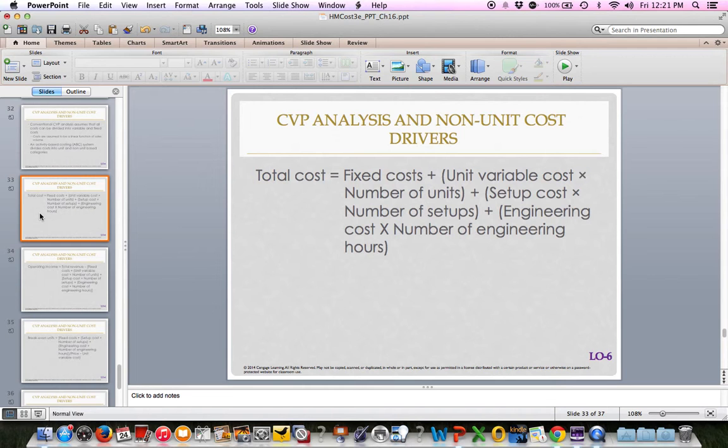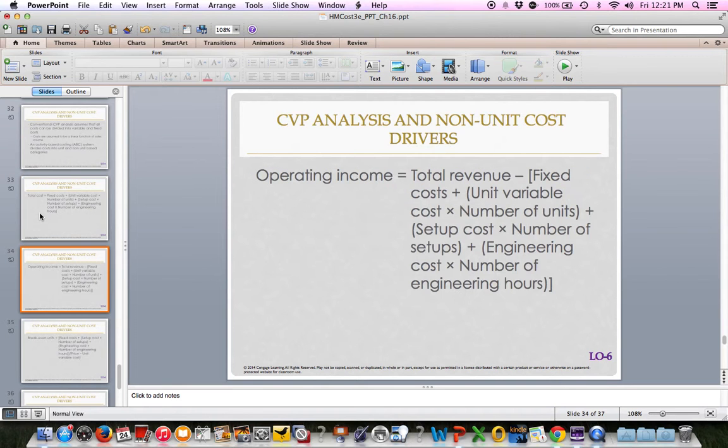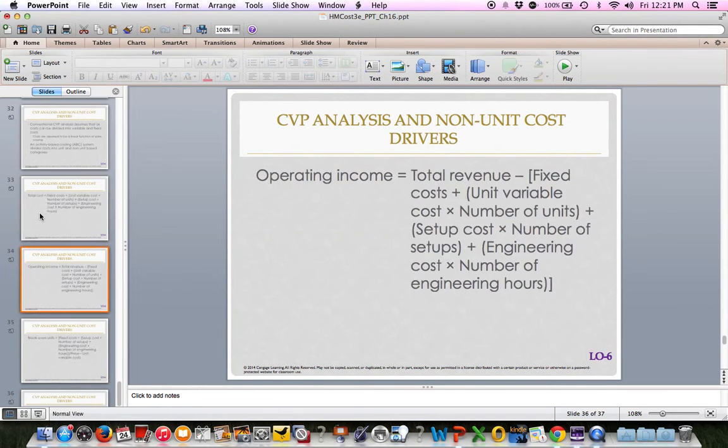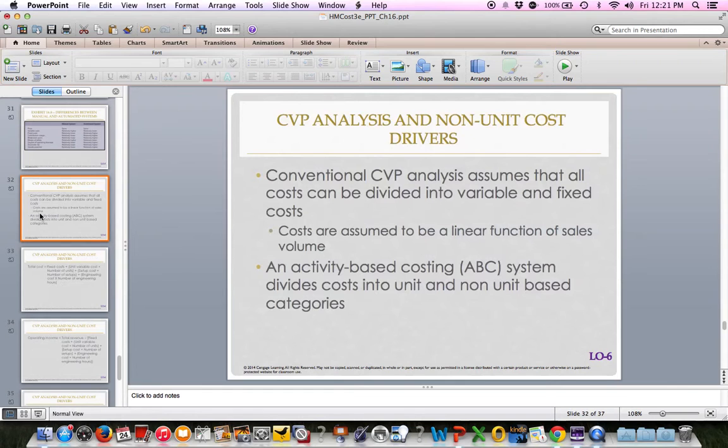When you do your problems in Cengage Now, I don't have anything that deals with this in activity-based costing. So just be aware of it. That's really all I want you to be concerned about. So I'm not going to go through these. Really just know that the first screen we looked at here talked about it, this one right here. The difference is CVP assumes all costs can be divided into variable and fixed, whereas activity-based costing says we're going to divide costs into unit and non-unit based categories. So just be aware of that, but I'm not going to have you crunch any numbers on it.